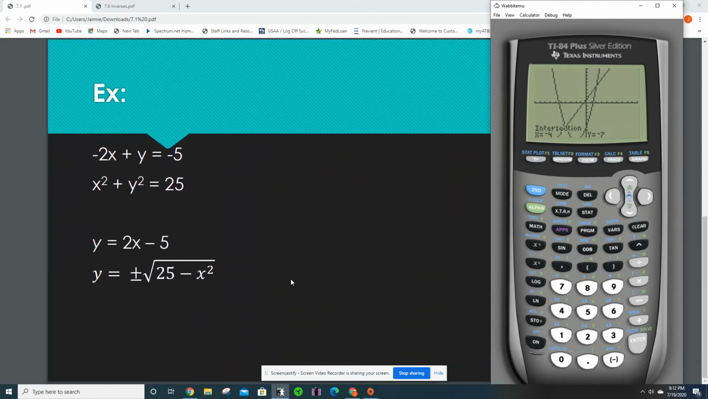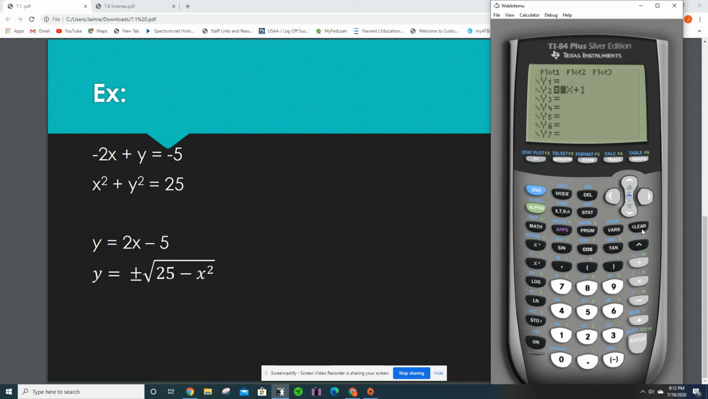If you look at our next system, again, we had two equations. I solved them both for y. So for my first equation, when I solved it for y, I got y equals 2x minus 5. And then for my second equation, when I solved it for y, because I ended up taking the square root, I have plus or minus.